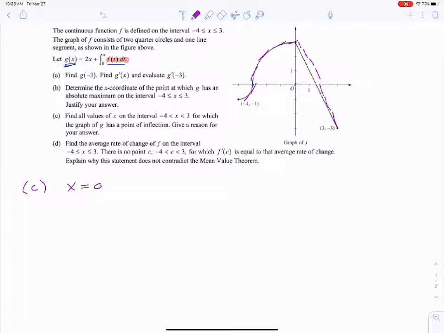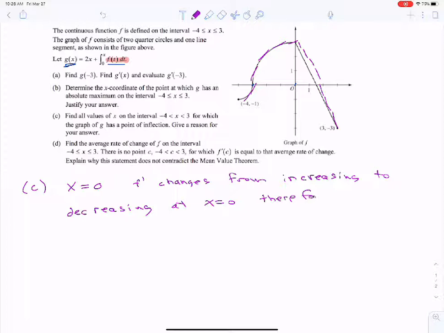That point of inflection is at x equals 0. My reasoning being is f prime changes from increasing to decreasing at x equals 0. Therefore, x equals 0 is an inflection point.